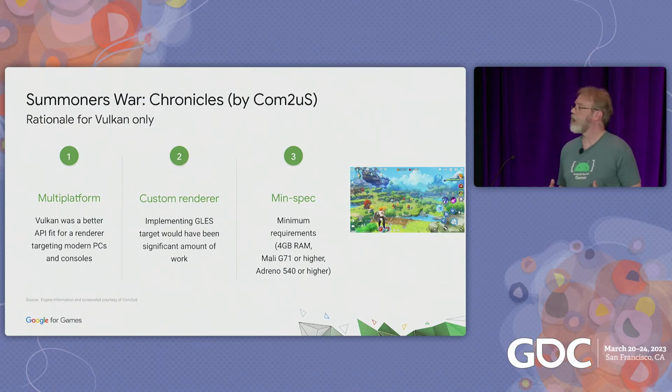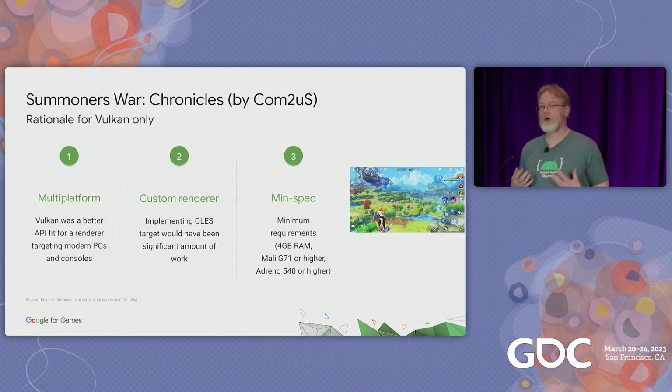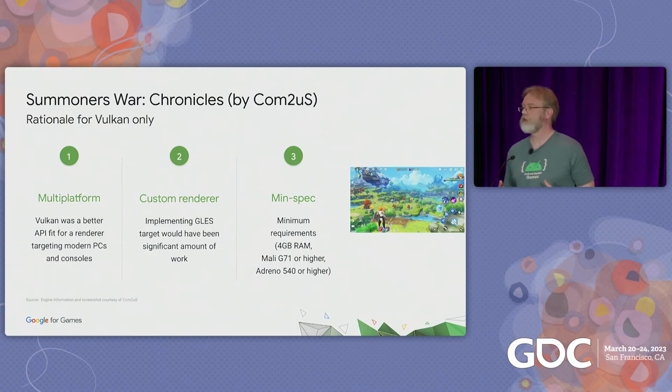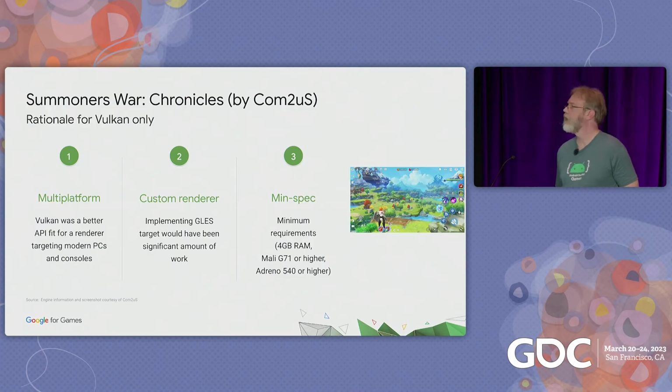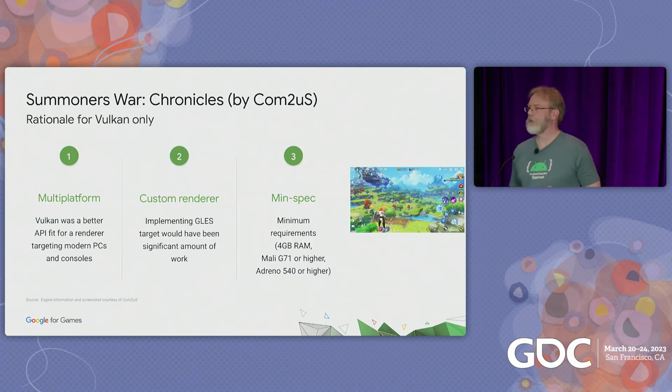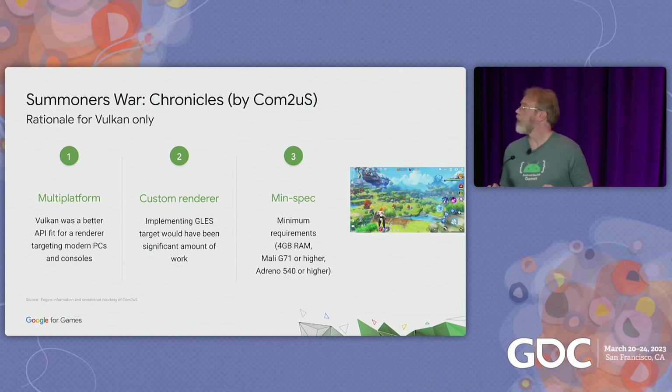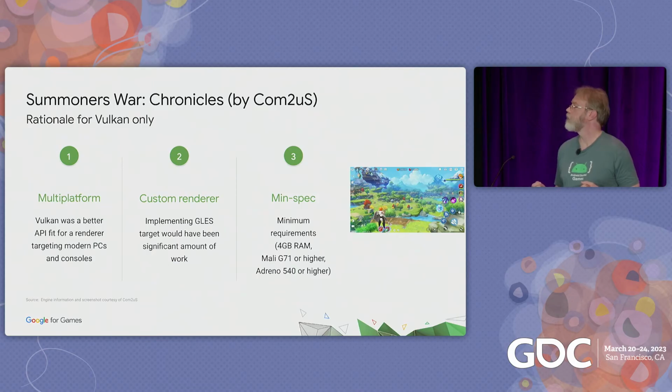For them, they were a multi-platform title, and they're also targeting modern PCs and consoles. And they did their own renderer. So Vulkan was the best API fit for the renderer design, and implementing GLES would have been a significant amount of work. Basically, they would have had to do it twice. And due to their relatively high min spec, it wasn't necessarily going to gain them anything. They needed 4 gigs of RAM and relatively recent Mali or Adreno chipsets. So for this developer, they chose to go Vulkan only, and they've recently released on the Google Play Store.